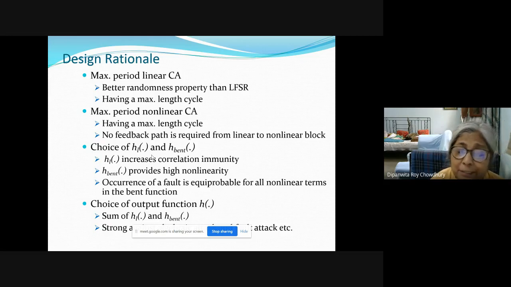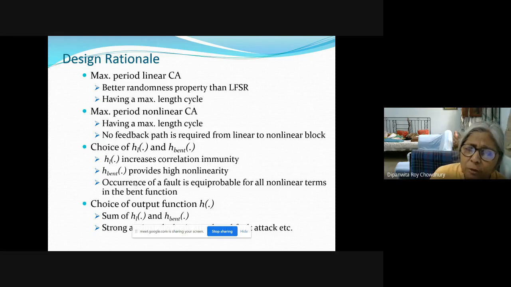But then you will ask why we are taking HL. HBAND has a big problem. HBAND is non-linear, which is nice, but it is not balanced. So just to get balancedness, we combined the linear function, because we all know that linear, particularly if you take the linear cellular automata type, is very much balanced.